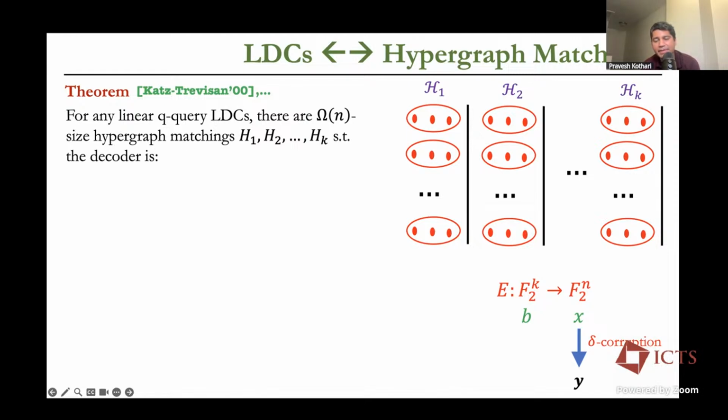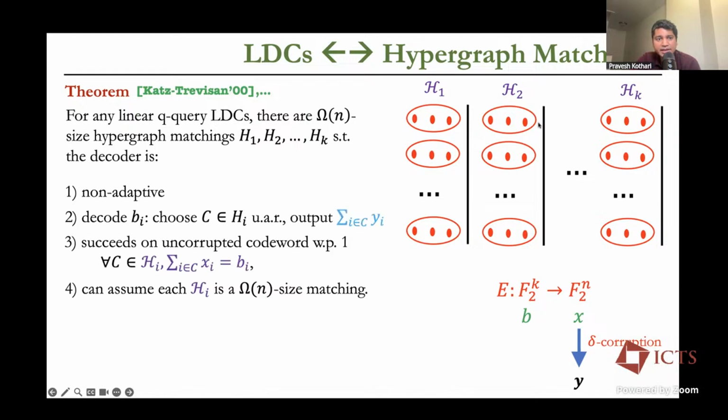They proved that if I look at any, let's say, linear q-query locally decodable code, and you can do versions of this argument even for non-linear, but let me just stick to linear, then you can think of the decoder that exists for this code as having a very specific format. In particular, you can describe the decoder by giving k hypergraph matchings. These are matchings on the codeword bits, so they are matchings on n vertices, where n is the length of the codeword. And you can think of the decoder as doing the following. The decoder is non-adaptive, in the sense that it doesn't make a query and then decide the next query based on the answer to the previous queries.